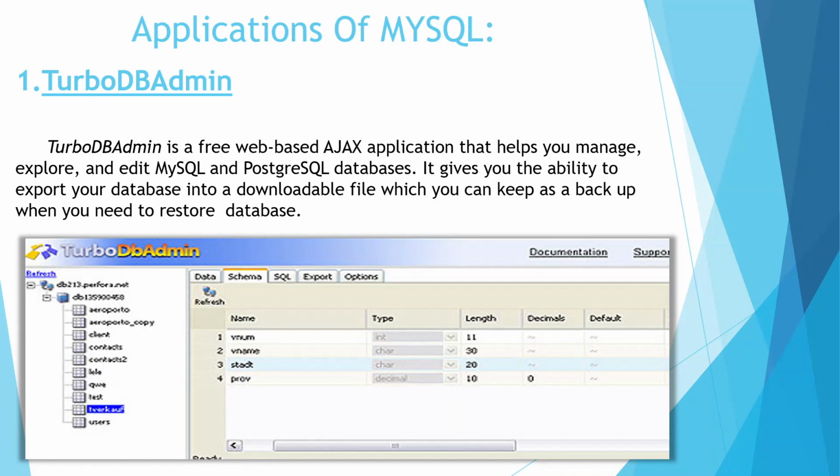Now coming to the examples. Examples of DBMS are the file system and XML, that is, extensible markup language. Examples of RDBMS are MySQL, PostgreSQL, SQL Server, Oracle, etc.